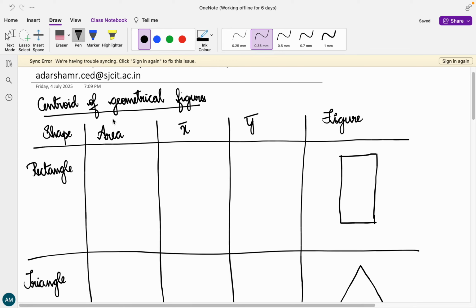Jai Shri Gurudev. In this particular class, let us talk about the centroid of some of the standard geometrical figures. The first one, let us consider a rectangle.